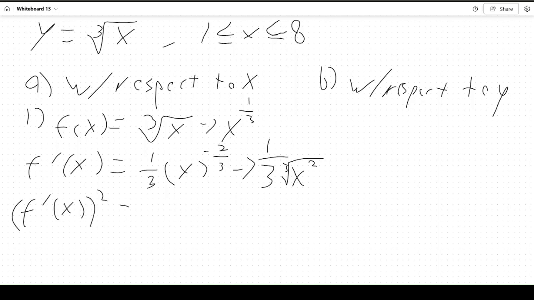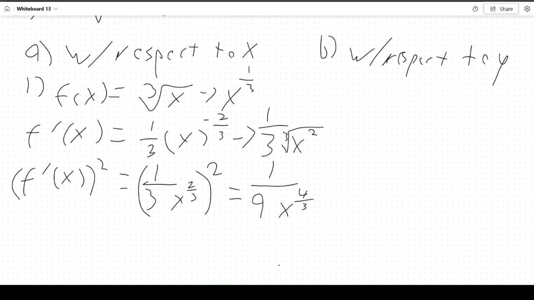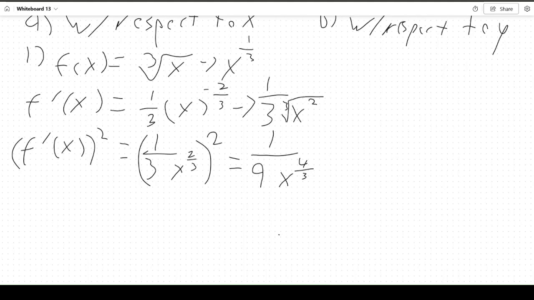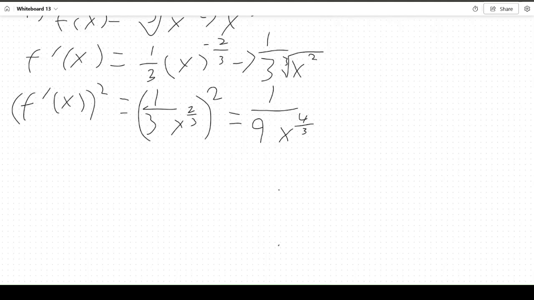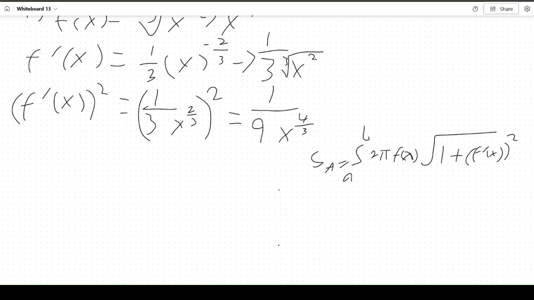Now we're going to square our derivative. We're going to square this, and this would be 4 over 3. For this question, we're just setting it up. We're not going to do any hard stuff. This is just simple, and I'll put this in for reference. So this will be the equation that we will use, which will make it much easier to do.